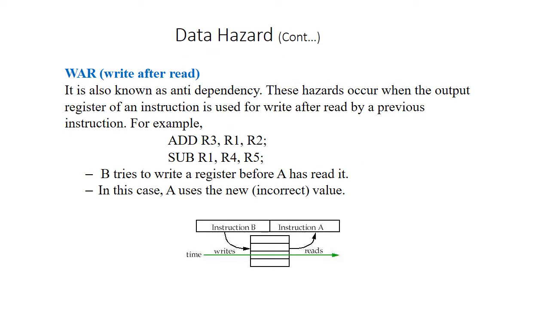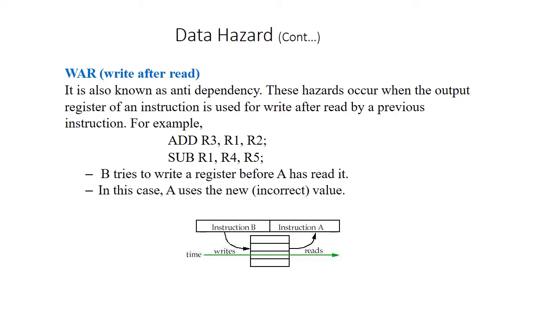And the second example of data hazard is write after read. It is also known as anti-dependency. This hazard occurs when the output register of an instruction is used for write after read by a previous instruction. For example, here are two instructions. First one is addition and the second one is subtraction. If you follow the first instruction, you can see the addition will occur with two registers R1, R2, and then it is stored at R3. And the second instruction subtracts the values of register 4 and register 5, and then writes a new value that is stored at R1.